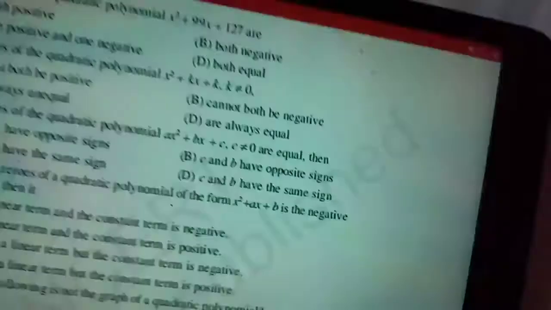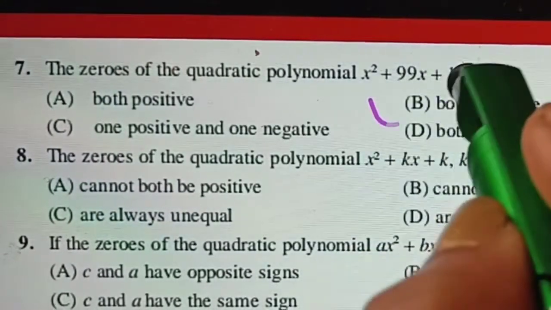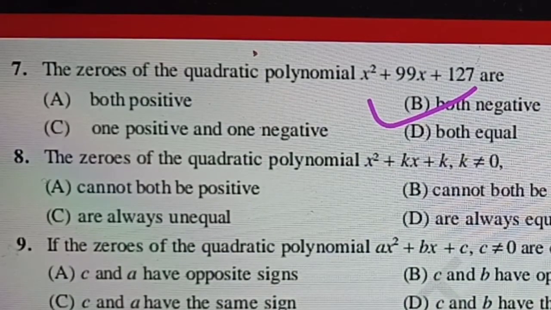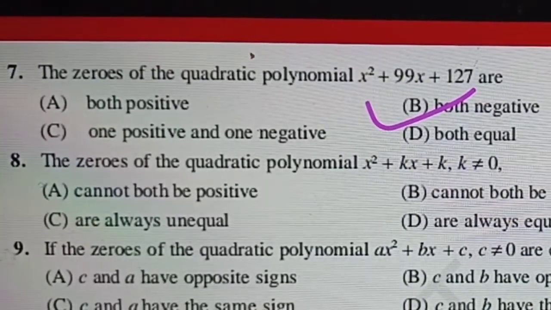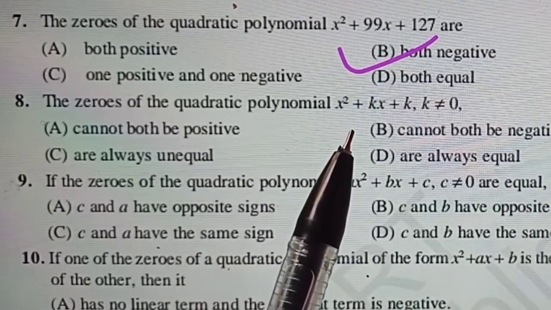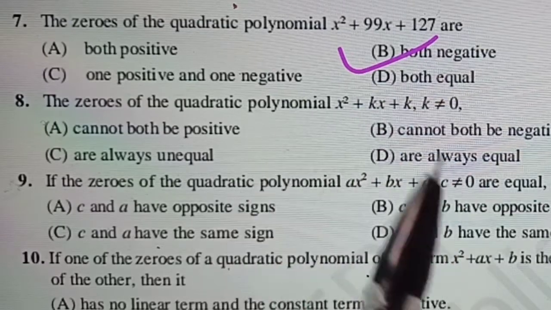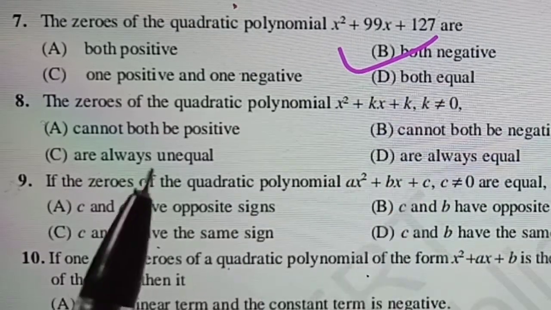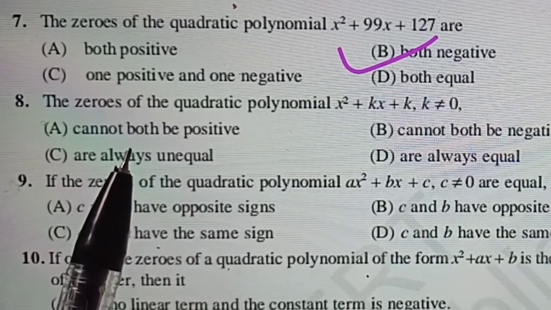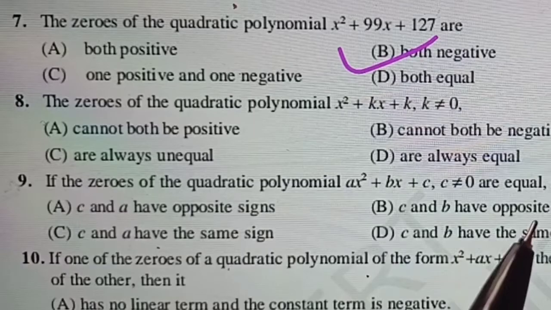Alright. So do I have an option for both negative? Yes. B will be the right answer for this, both negative. I hope you understand. It's a logical question. Very good question. Let's go to question number 8. The zeros of quadratic polynomial x square plus kx plus k. Again, it is a similar kind of question. Either it's asking they cannot both be positive, cannot both be negative, are always unequal or are always equal.